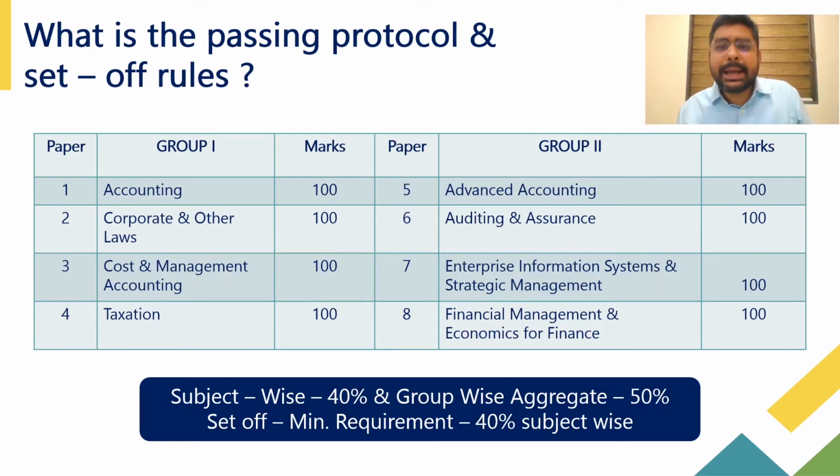So let's say hypothetically you decide to only give one group. Okay, suppose आपने सिर्फ ग्रुप 1 दिया तो आपको चारों पेपर में 40 से ज्यादा लाना है. और as an aggregate 400 मार्क्स में मिनिमम कितना लाना है? कम से कम 200 मार्क्स. अगर आप चारों पेपर में एक भी पेपर में 40 से नीचे हो जाते हो, you will fail that group. फिर आपका एग्रीगेट 50% से ज्यादा भी होगा तो doesn't matter, you would have failed that group.